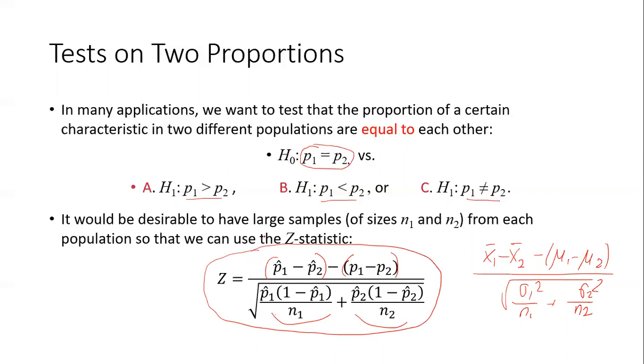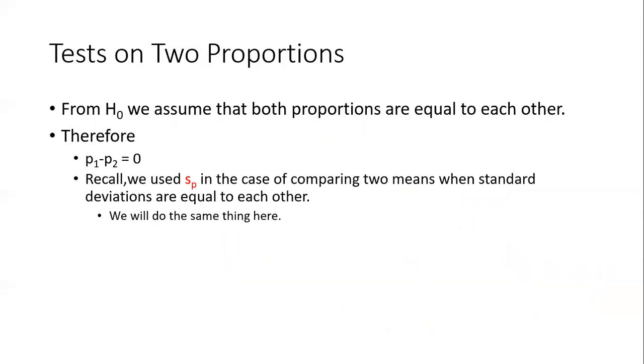But there is a little catch here. Remember, when we are evaluating the z observed, we assume that the null hypothesis is true. If the null hypothesis is true, it says that the proportions are equal to each other. So there is in fact a single proportion. Recall, we just use the standard pooled estimate in the case of comparing two means when standard deviations are equal to each other. Hence, we will do the same thing here.